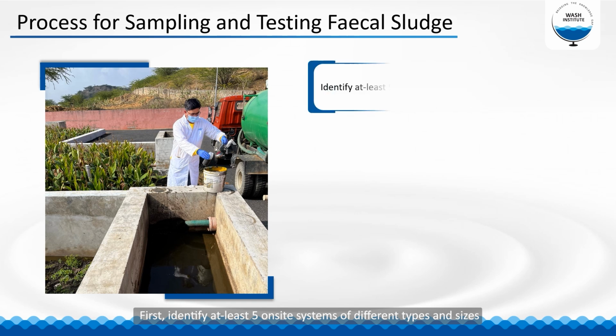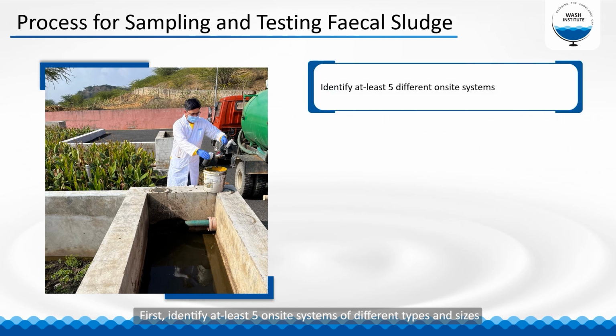First, identify at least 5 on-site systems of different types and sizes that are about to be desludged, in close coordination with the desludging operator. Before emptying, ensure that the desludger mixes contents from on-site sanitation systems thoroughly.